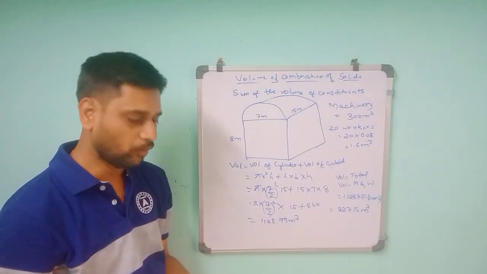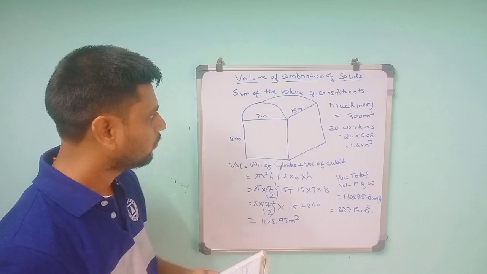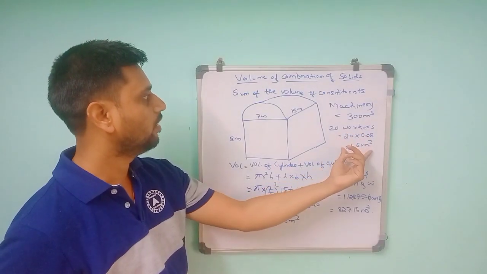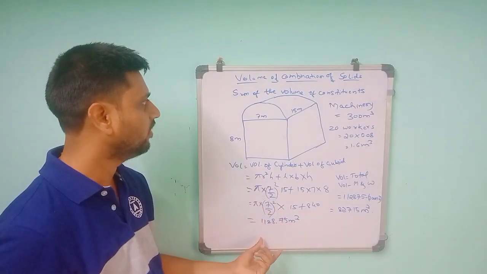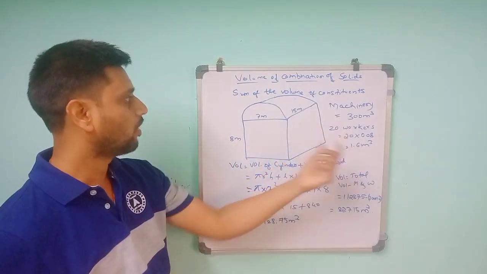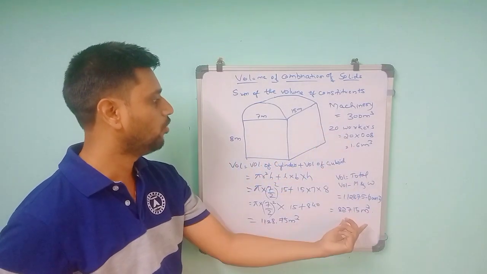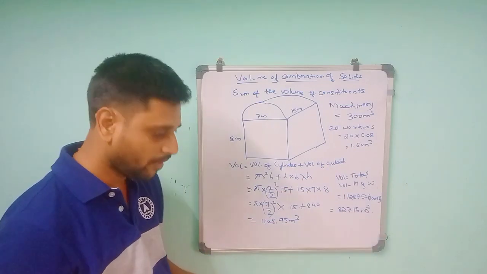827.15 meter cube. Then you only have to separate the space area and machinery area from the total volume. So this is the total volume when there is no machinery and workers. If there is machinery and workers, the volume will be 827.15 meter cube.